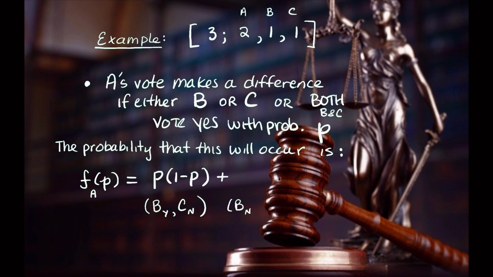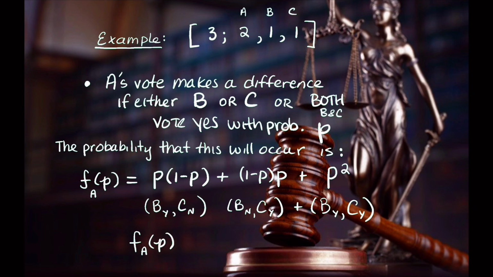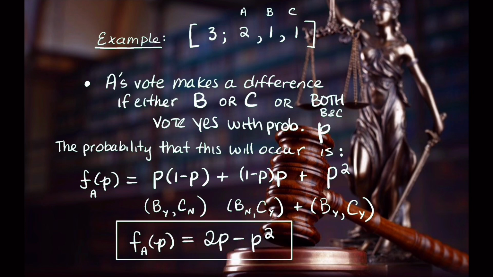The first scenario is B says yes and C says no, and those have probabilities P and 1 minus P, so those are multiplied together, and then added to the possibility that B says no and C says yes, and then added to the possibility that B says yes and C says yes. That gives us a probability polynomial to work with, a function which is a polynomial which we'll call our probability polynomial, or later our power polynomial.